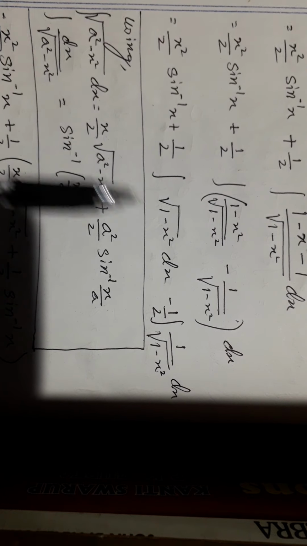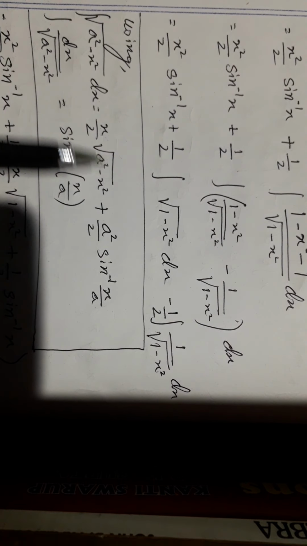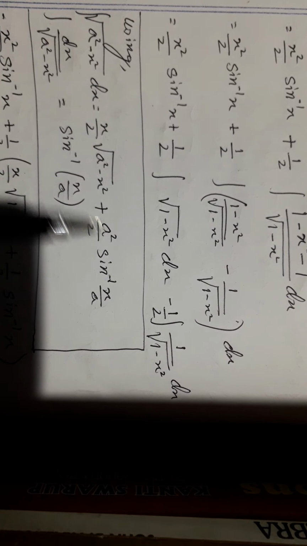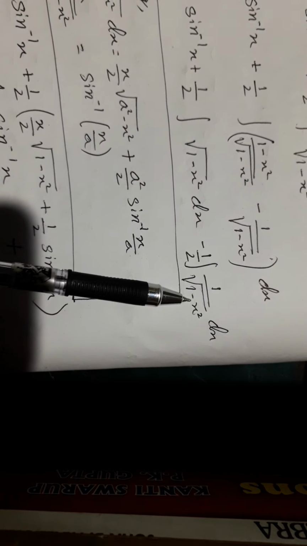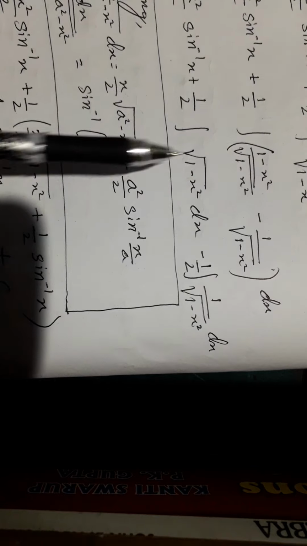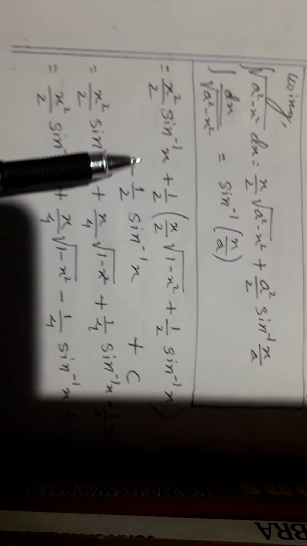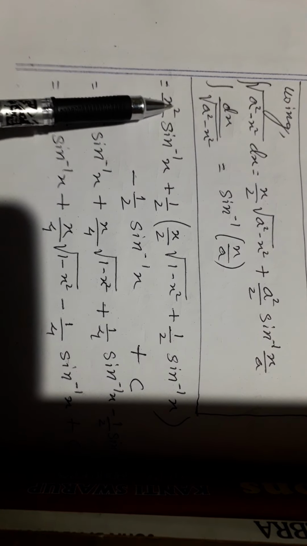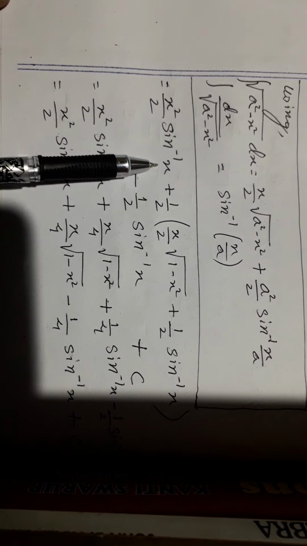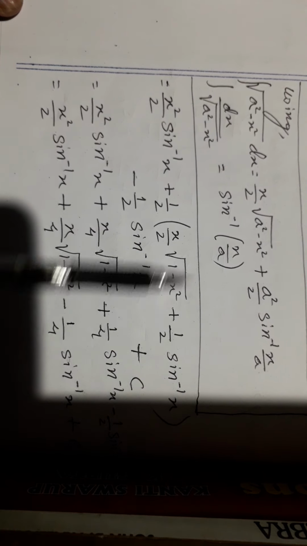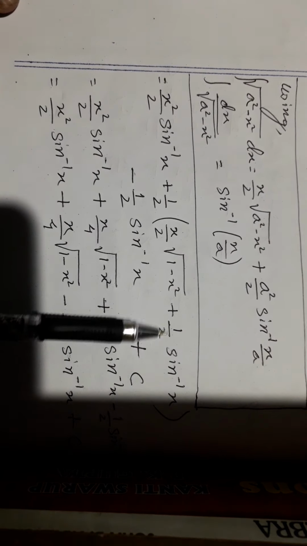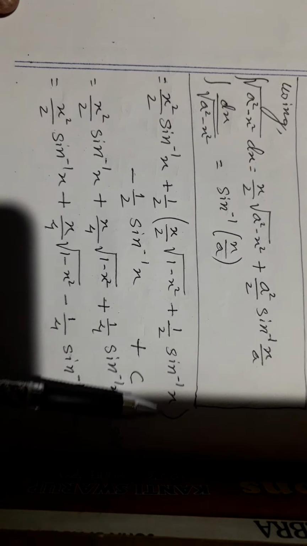So for the first one, I'm going to use this formula here, a is 1 and x is x only, and in the similar manner in this case also a is 1, so we are going to apply this formula. So if you use this formula here, we have x squared by 2 sine inverse x plus 1 by 2. Okay, so using this formula, we have x by 2 square root of 1 minus x squared plus half sine inverse x.